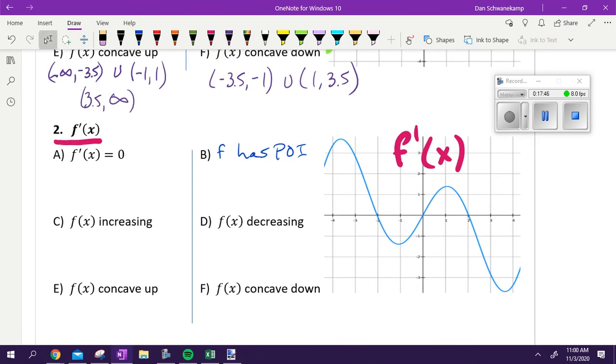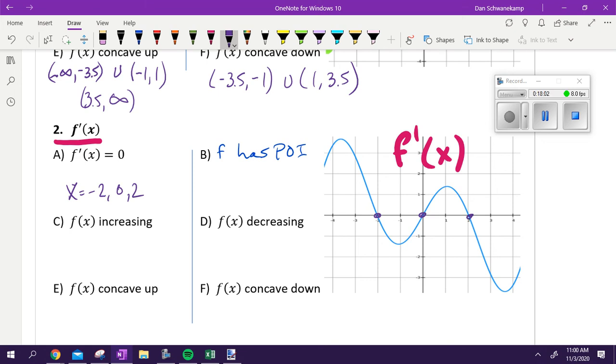When is F prime equal to 0? So this is a graph of F prime. Max H, when is F prime equal to 0? X equals -2, 0, and 2. This is F prime. When is it 0? When I touch the x-axis.